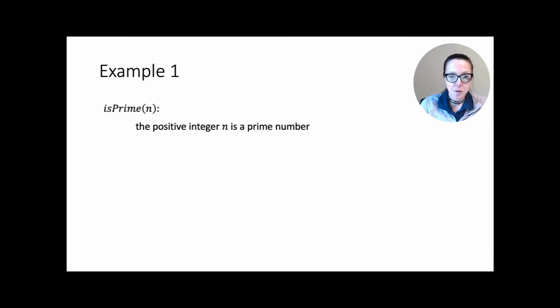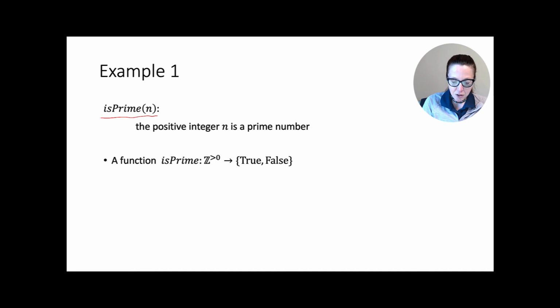So let's look at a few examples. The first is the first predicate we discussed, which is prime, which states that the positive integer n is a prime number. And we said that this is a function, and it goes from all the positive integers to the Boolean values true and false.